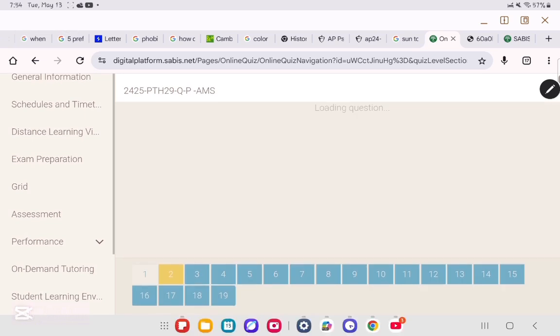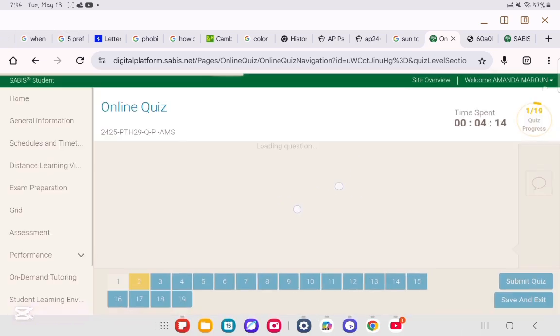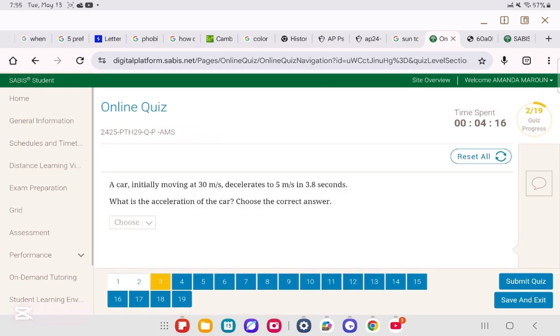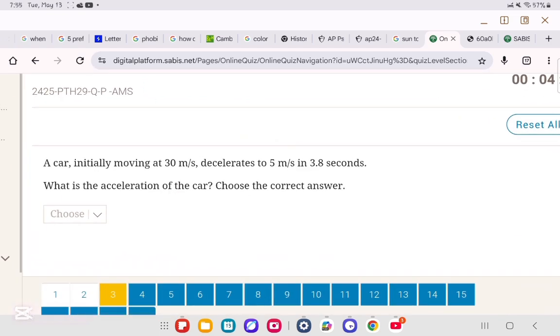We move on to the next question, question number 3. This is going to take forever to load. Okay, there we go. A car initially moving at 30 meters per second decelerates to 5 meters per second in 3.8 seconds. Okay, very important keywords you should know about. Deceleration means that it will decrease its speed. Acceleration means it's going to increase its speed. But let us see first of all what we're going to get.